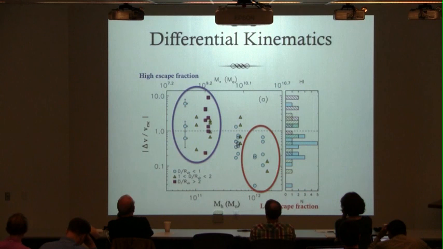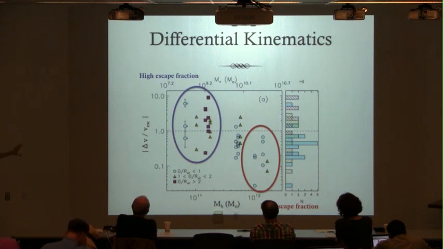And the squares are beyond how many? I can't see from the back. The red squares are how many virial radii away? Oh, so the red squares are d over r_vir greater than 2. And the light blue, d over r_vir less than 1, and then in between are the green triangles.